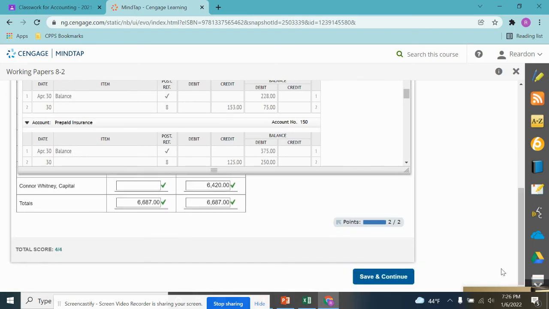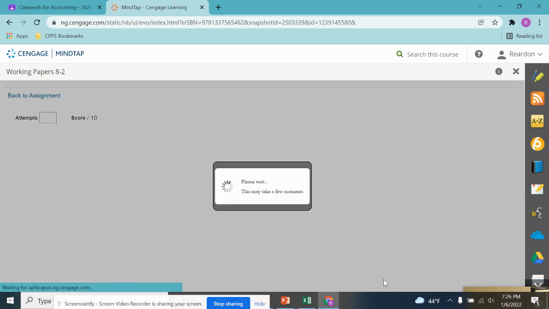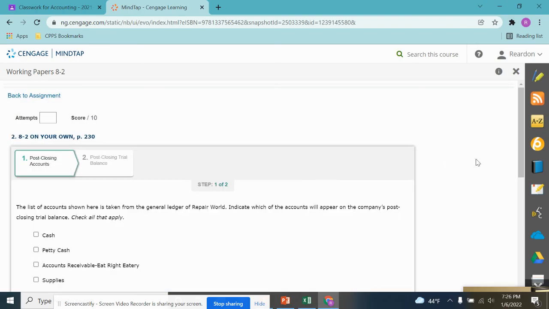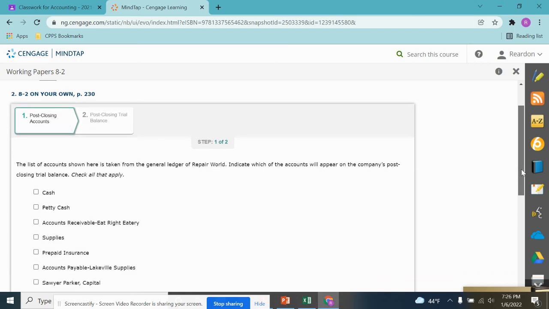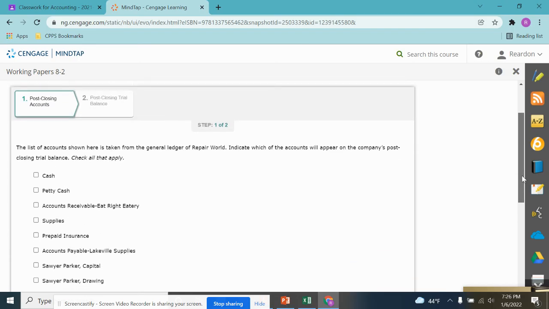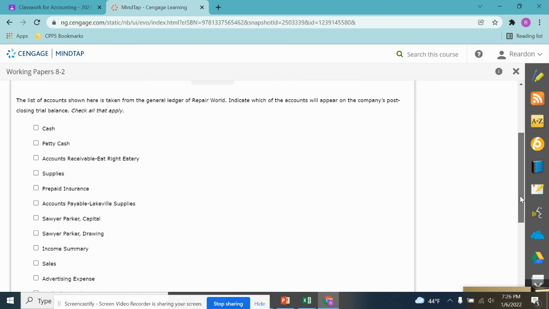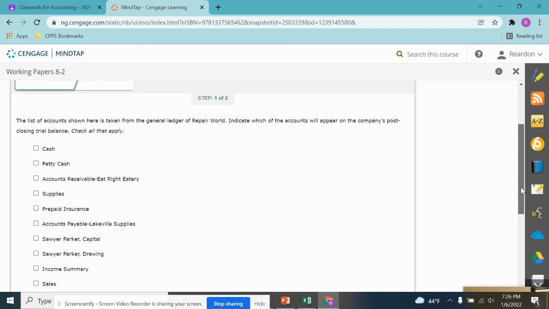How'd we do? Nailed it. All right, looks good. Okay, so you'll now go on and do your own. Same deal: identify your permanent accounts, then prepare your post-closing trial balance for Repair World. Enjoy, and we're going to move into a new fiscal period now. Actually, we're going to start a whole new unit. Take care.